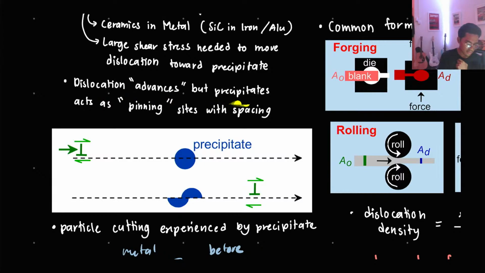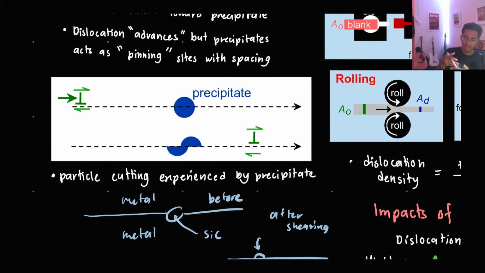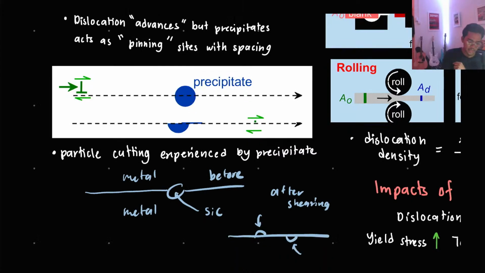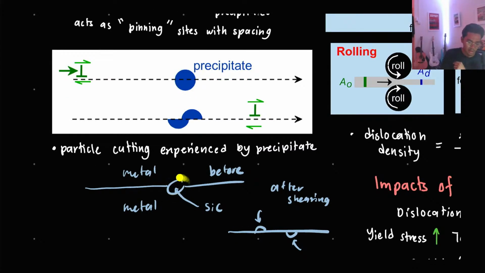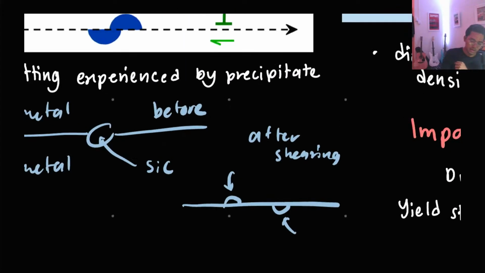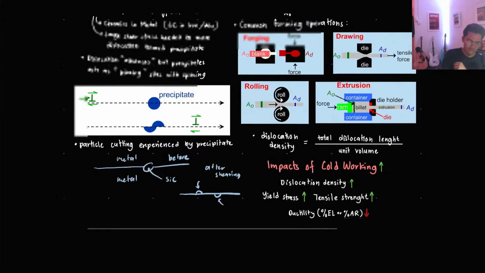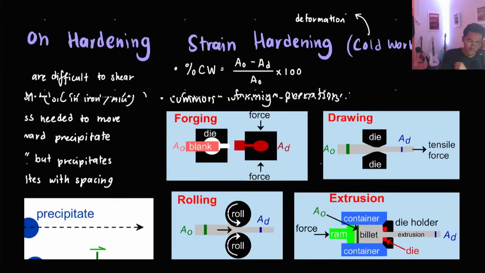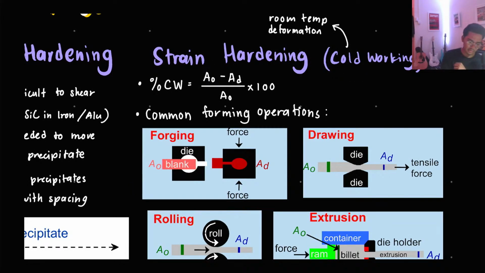Let's read. Dislocation advances but precipitates act as pinning sites with spacing. Pinning means a point where stress is concentrated, and in order to deform, you need to overcome that stress. So that is what pinning means. This is the pinning of the shear stress. If you have enough shear stress, the precipitate would separate into two. Okay. So this is strain hardening.